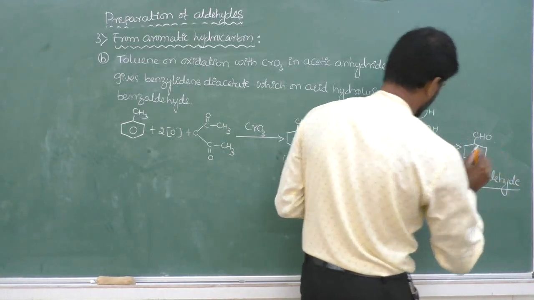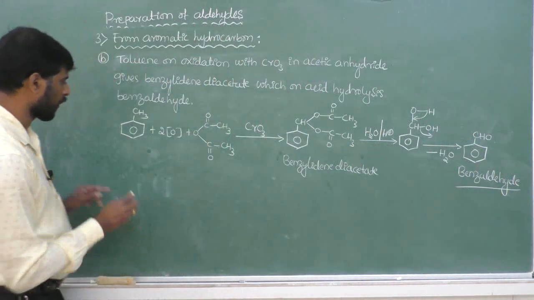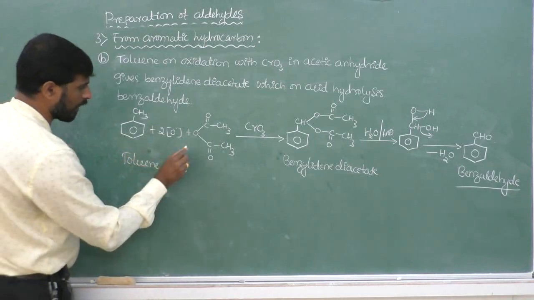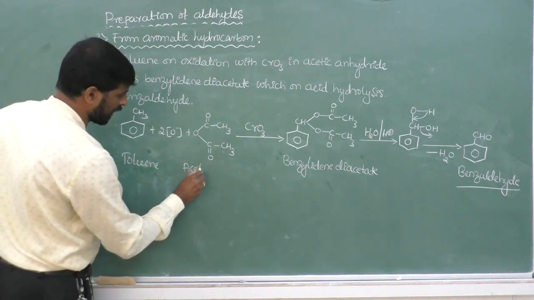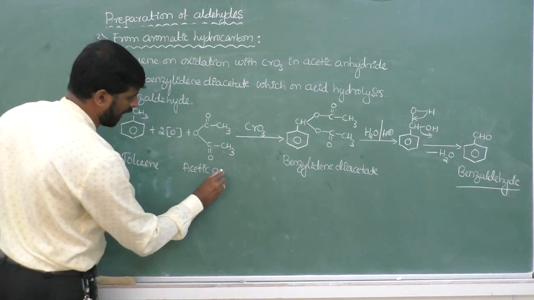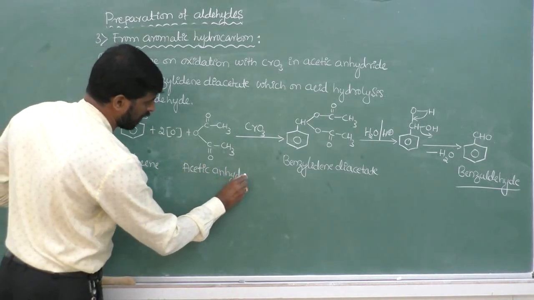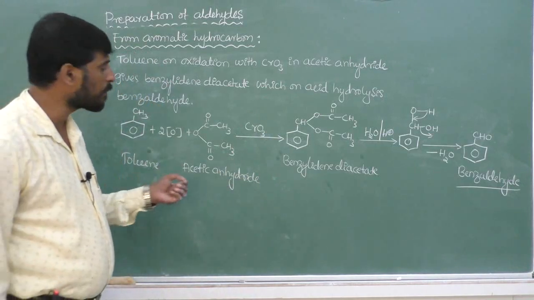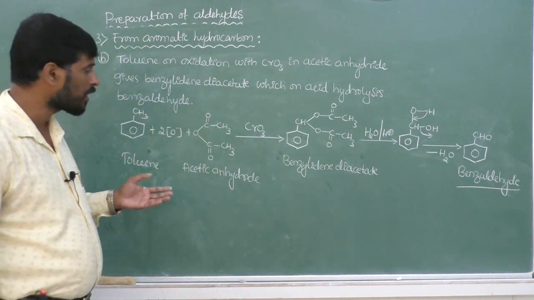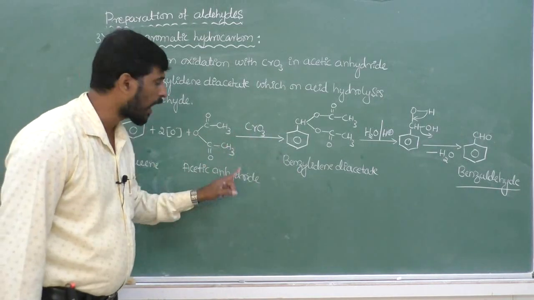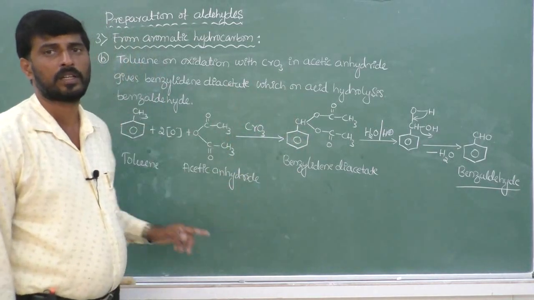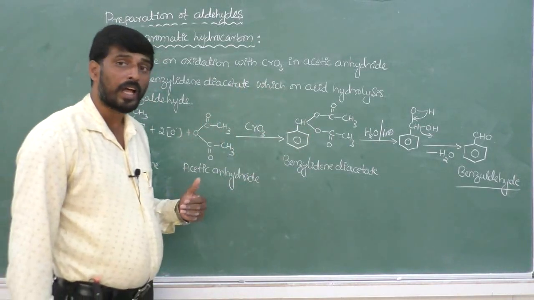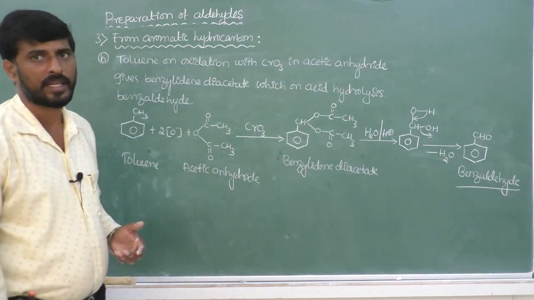That leads to the formation of benzaldehyde. Okay, so this is toluene and this is acetic anhydride. Please remember student, this is one of the methods to learn the naming of organic compounds. Whenever you write the reaction, you have to write the name of that reactant as well as product. Okay, so then organic chemistry becomes very easy.